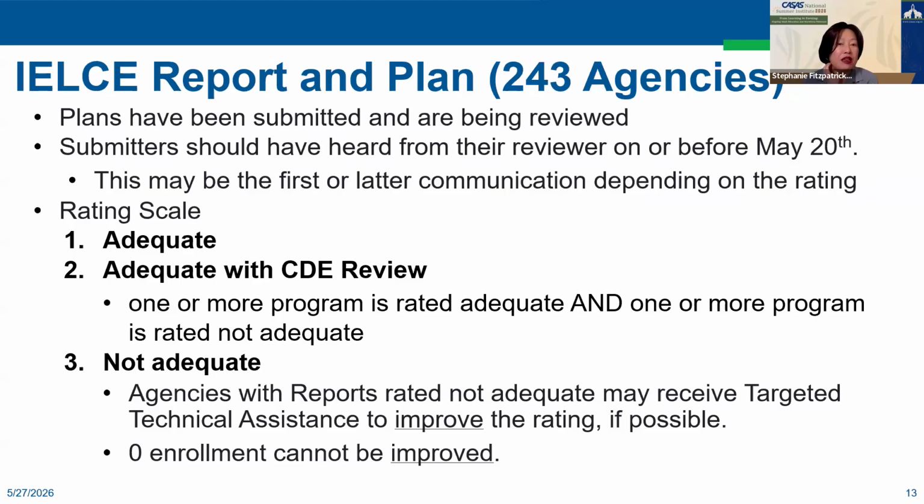And so the rating scale, remember there are three. One is adequate, and number two is adequate with CDE review. So this one means that one or more programs is rated adequate, and one or more programs is rated not adequate. And then the last category is not adequate. So this is agencies with reports rated not adequate. So they may receive targeted technical assistance.